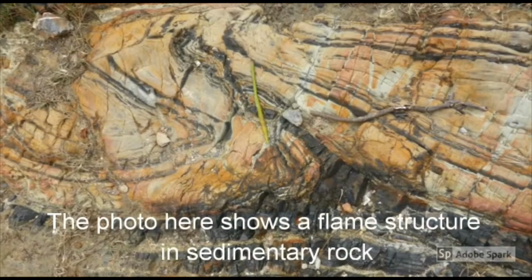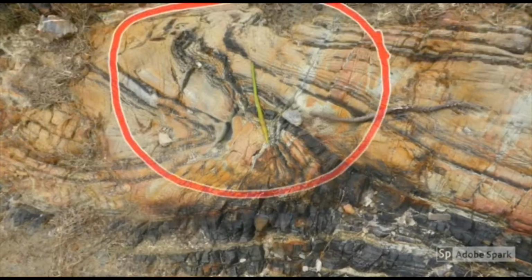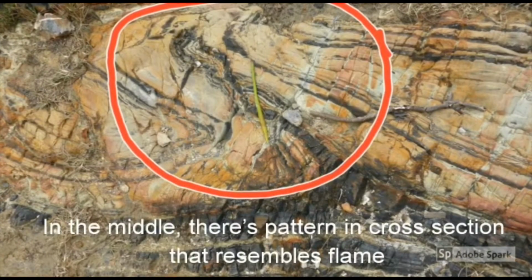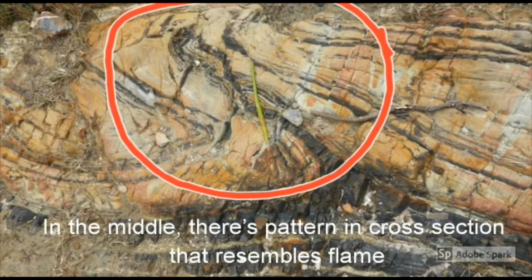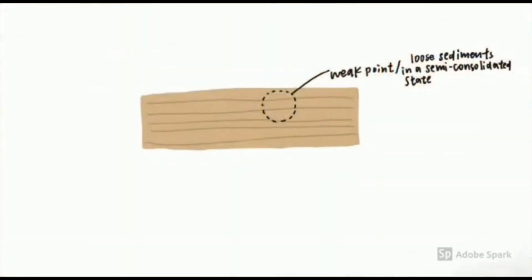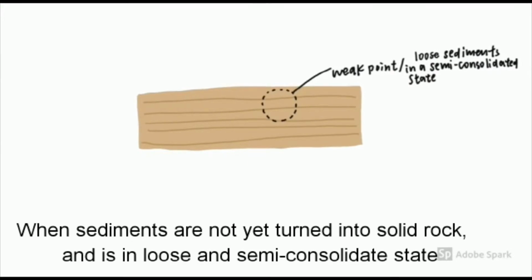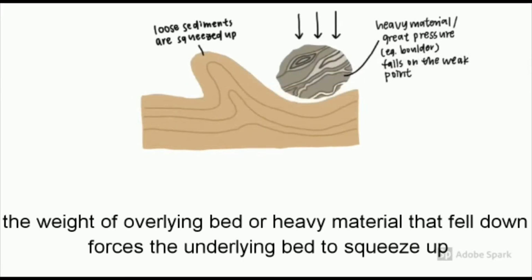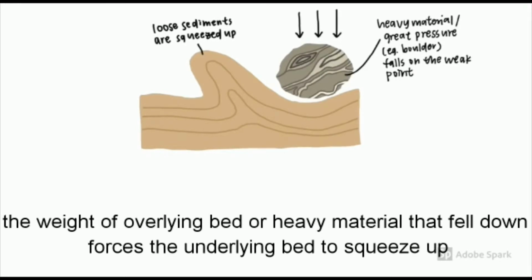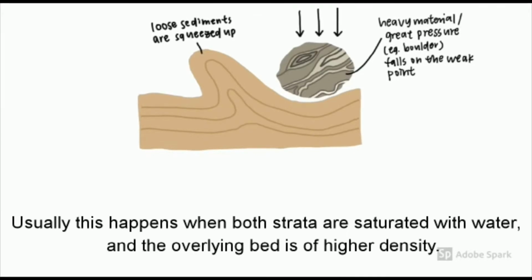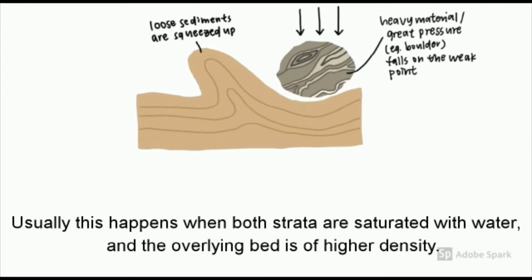The photo here shows a flame structure in sedimentary rock. In the middle, there's a pattern in cross-section that resembles flame. When sediments are not yet turned into solid rock and are in a loose and semi-consolidated state, the weight of the overlying bed or heavy materials that fell down causes the underlying bed to squeeze up. Usually this happens when both strata are saturated with water and the overlying bed is of higher density.